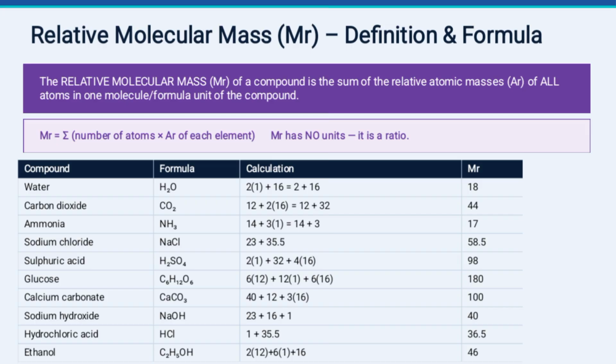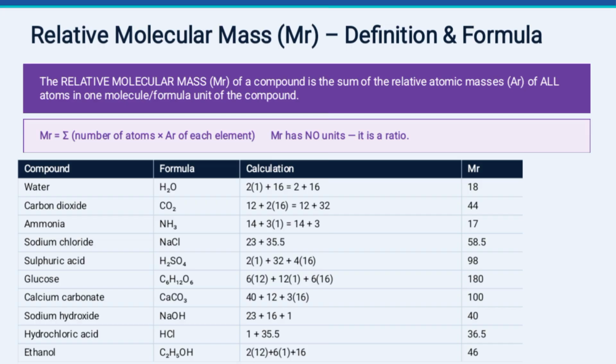Water, and the formula is H2O. That means 2 atoms of hydrogen and 1 atom of oxygen. So we can say the relative atomic mass of hydrogen is 1, but because it has 2, we have 2 times 1, then 1 times 16, because oxygen here is 1 atom and the relative atomic mass of oxygen is 16. So 2 times 1 plus 1 times 16 will give us 18.